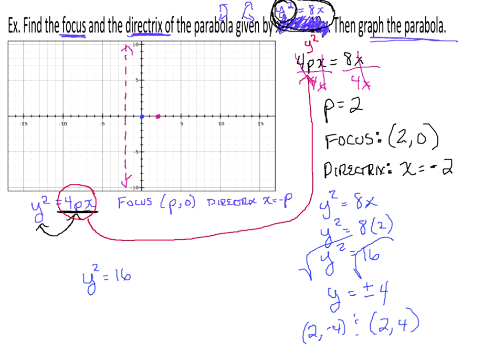So 2, negative 4, 1, 2, 3, 4 is about right here. 2, positive 4 is here. I've got my vertex. I'm ready to graph my parabola. That's it. So let me just point out our important information here. We have our focus and our directrix that we got from finding P. And then I was able to take that information, place it onto the graph my vertex from there, and then I found a couple of other points that satisfied the equation.